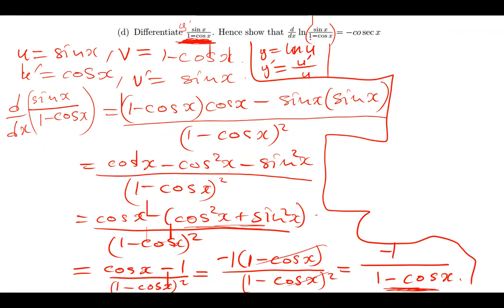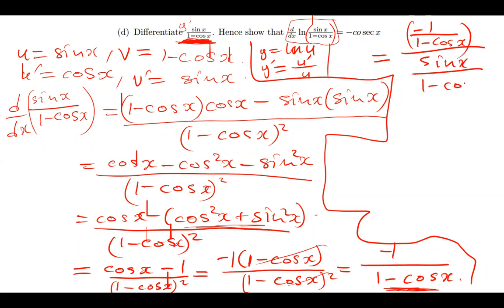We don't have enough space here, so I was supposed to write this whole thing. I'll write it, and then I'll say this whole thing is going to be equal to negative 1, which is the derivative of u, the function inside there. This negative 1 over 1 minus cos x, and then we divide by the original function, which is sine x over 1 minus cos x.